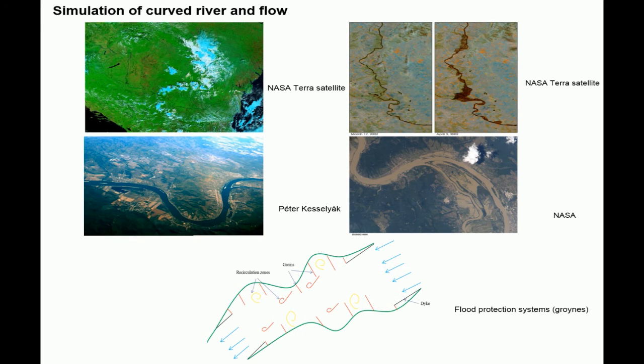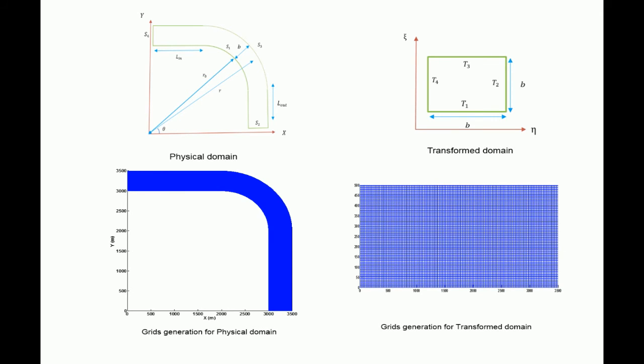So let's look at just the first curve. Here I work with a 90-degree curve. Here we have one inlet, the length of the inlet is 2 kilometers. Then the inlet is attached to the curved part, and again we have an outlet. The length of the outlet is the same as the inlet, 2 kilometers.